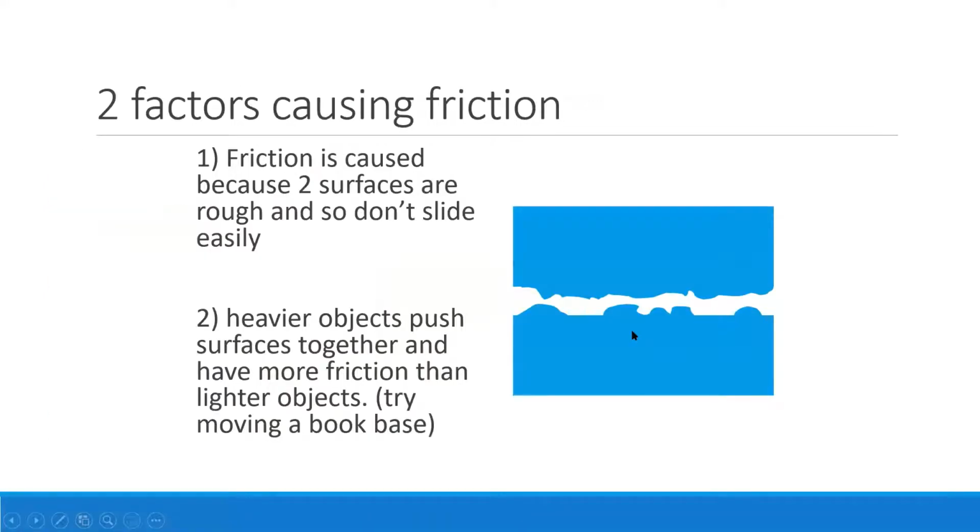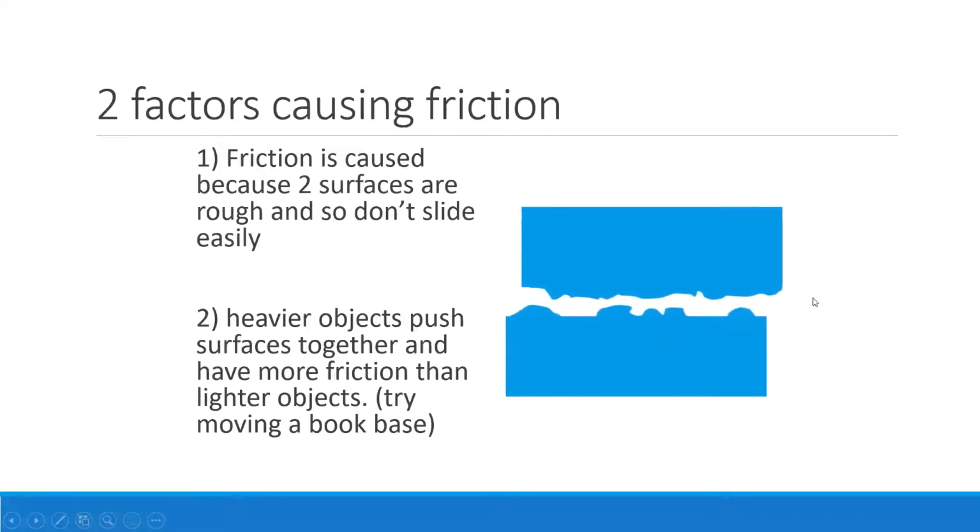And we talked about what causes the frictional force. Two surfaces are rough, so they don't slide. Heavy objects push surfaces together and have more friction than lighter objects. Try moving a bookcase. It's really heavy, so it's hard to move along the ground because it's pushing these surfaces together, and that makes it harder for you to move.